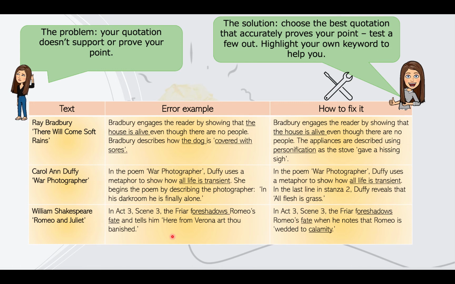In Act 3, Scene 3, the friar foreshadows Romeo's fate when he notes that Romeo is wedded to calamity. This metaphor really does demonstrate the inescapable fate of both Romeo and Juliet, and there's much more that you can analyse in terms of how it shows their fate and what it means. So a much better choice. I hope you now understand in a little more detail how to check for yourself whether your quotation accurately matches your point and whether it supports what you are trying to prove.